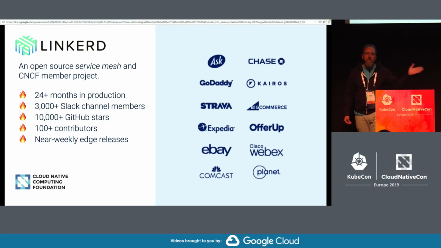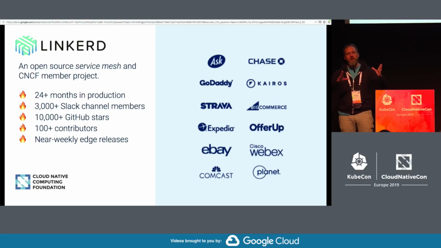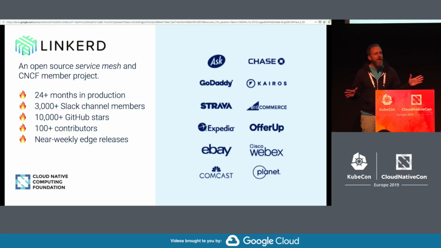So Linkerd is also a CNCF project. Hopefully you saw the keynote earlier this morning. Fun fact, it is actually the only CNCF service mesh project. If you look at the CNCF definitions, there are related projects, but there's only one so far that is a service mesh. We've been in production for over 24 months, a very healthy community, primarily centered around the Slack channel. So if you're trying anything with Linkerd and you get stuck, please hop into the Slack channel.